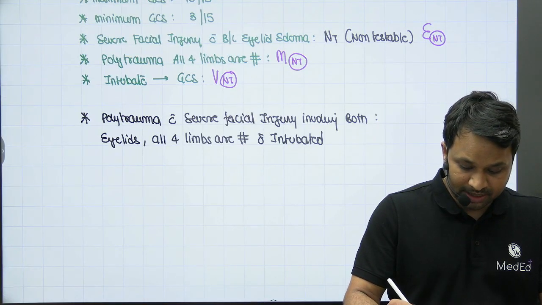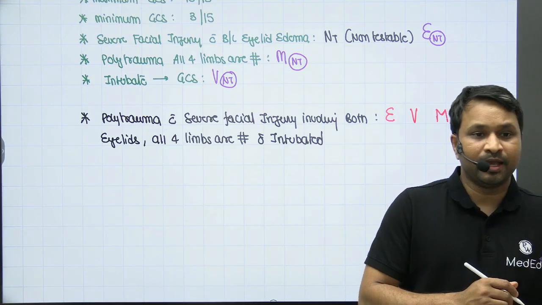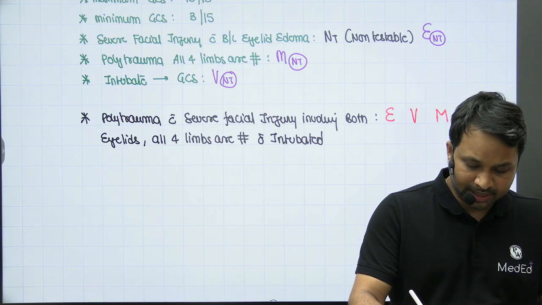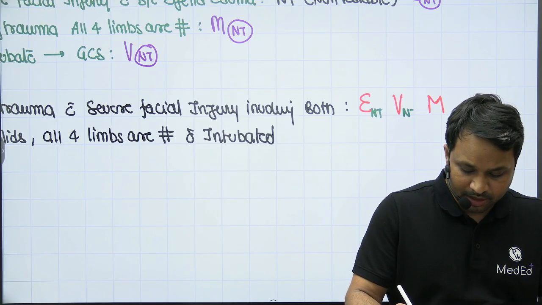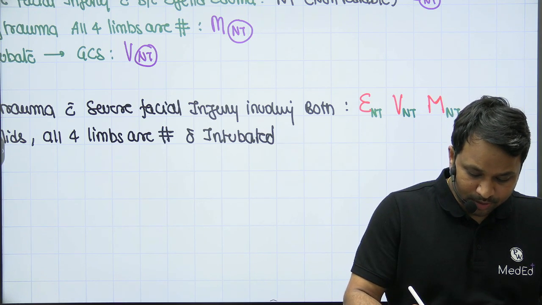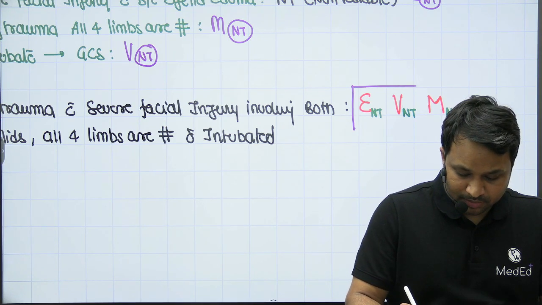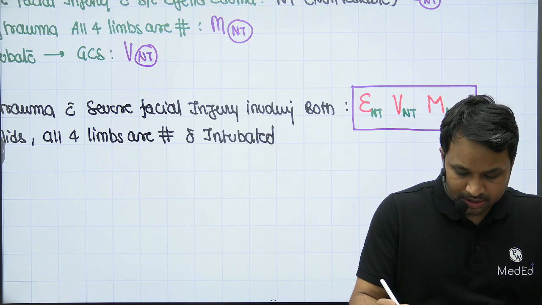So what will be the E, what will be V, and what will be the M? Remember, in all these three conditions, E will become non-testable, V will become non-testable, motor will become non-testable. So in such scenarios, the GCS will become non-testable.